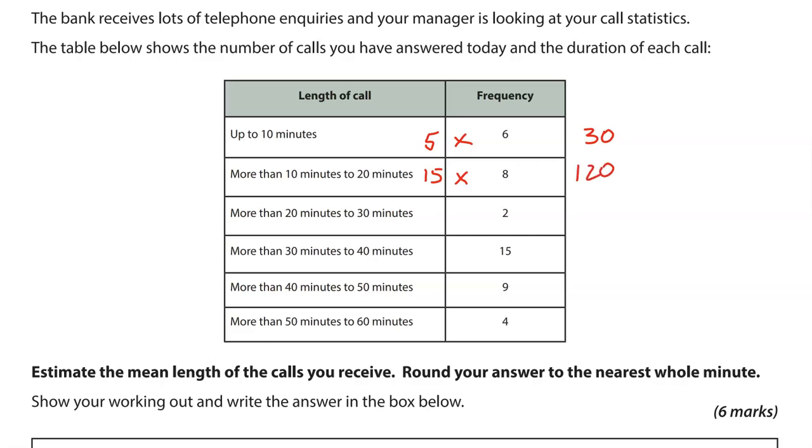More than 20 minutes to 30 minutes, so that is 25. The midpoint times 2 gives us 50. More than 30 minutes to 40 minutes, so 35 times 15 gives us 525. More than 40 minutes to 50, so 45 times 9 gives us 405. More than 50 minutes to 60 minutes, that is 55, times 4 is 220. So let's add all of these together now.